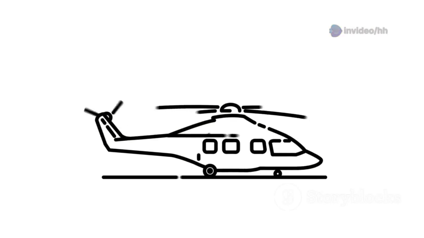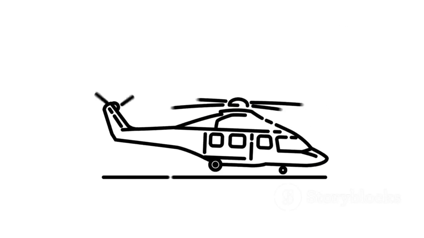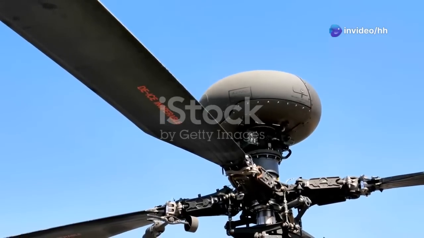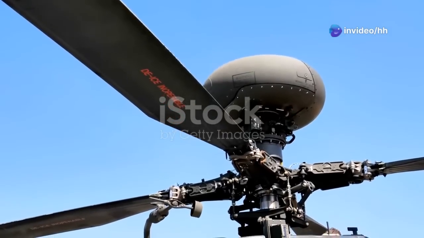Mean camber line. Imagine drawing a line halfway between the top and bottom surfaces of the airfoil. That's the mean camber line. This line indicates the curvature of the airfoil, which influences the lift and drag characteristics.